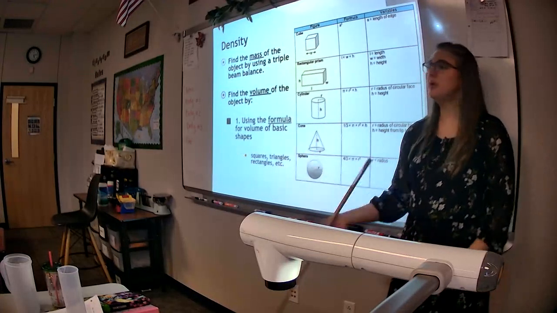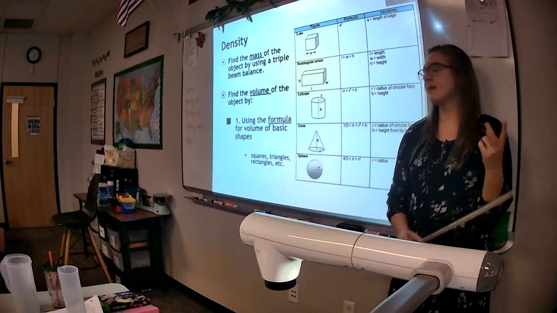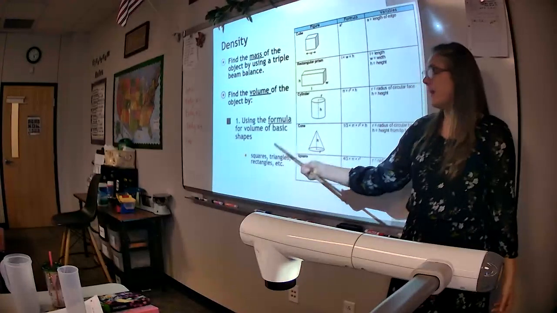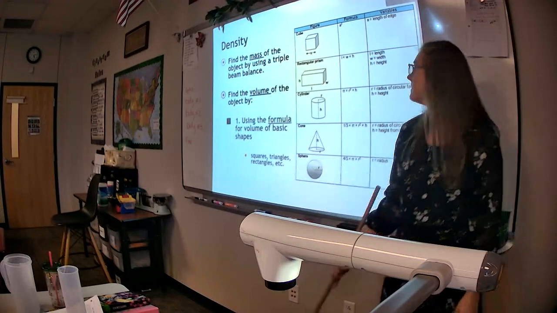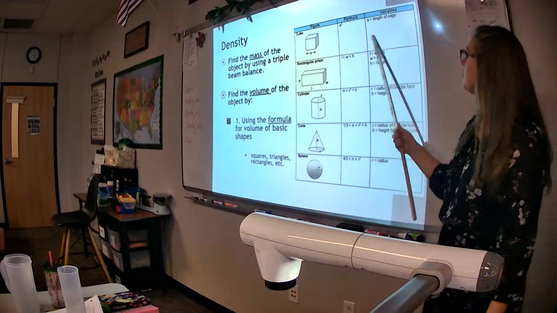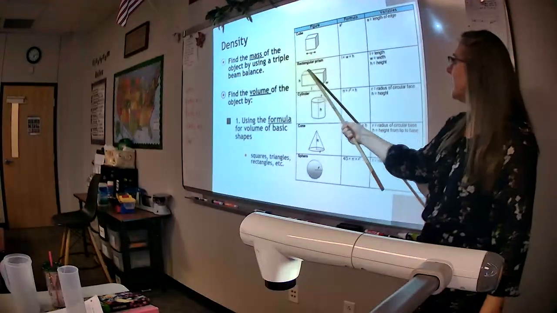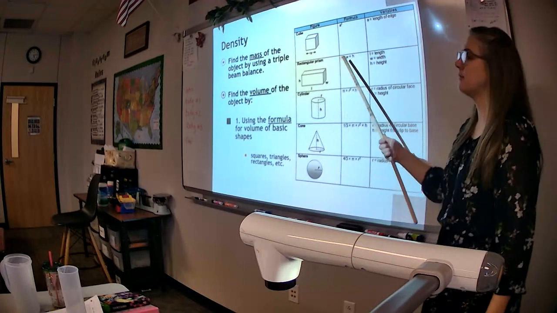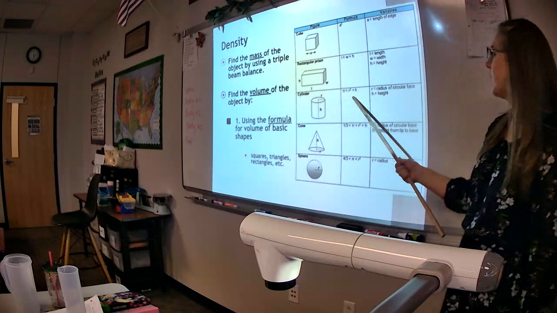Step 2, you're going to find the volume of the object. There's 2 ways to do that. If it is a basic shape, you're going to use the formula for volume of basic shapes. If it's a cube, you'll use the formula length times width times height. If it's a rectangular prism, same thing, length times width times height. If it's a cylinder, pi times the radius squared times height.